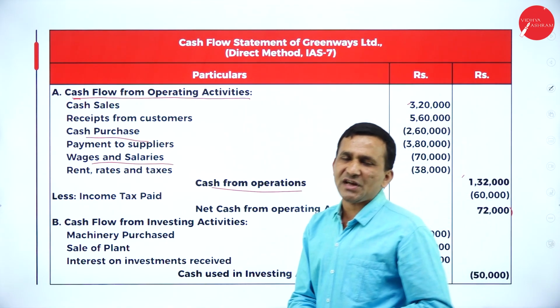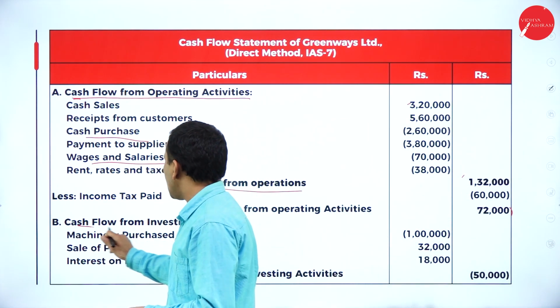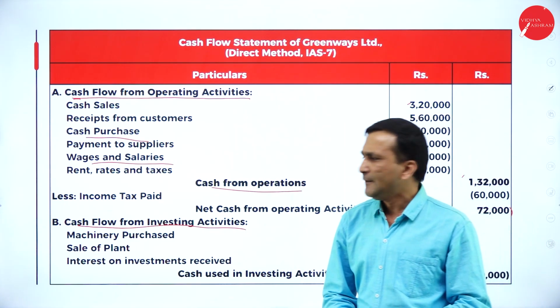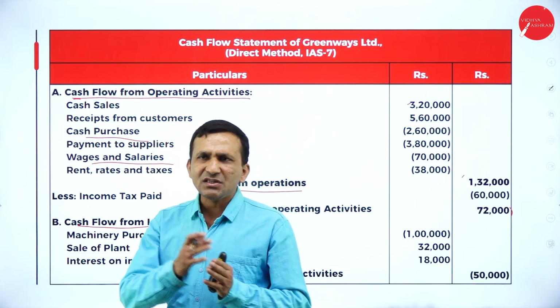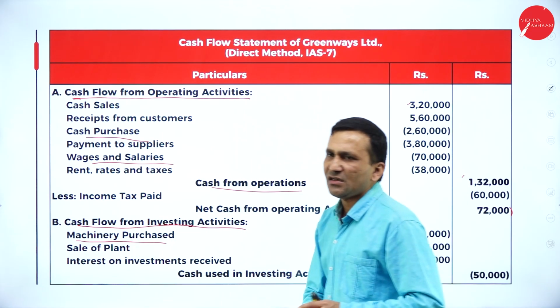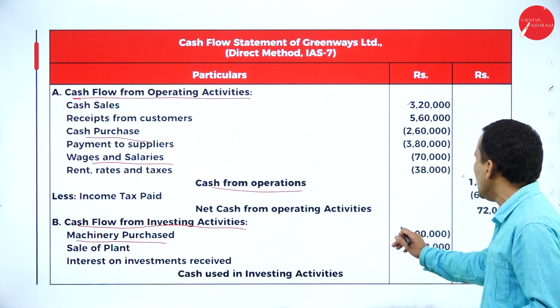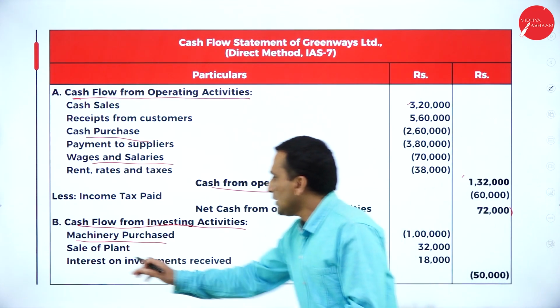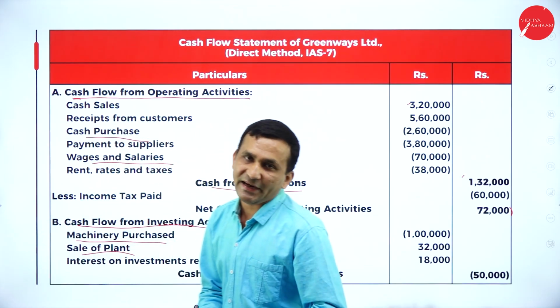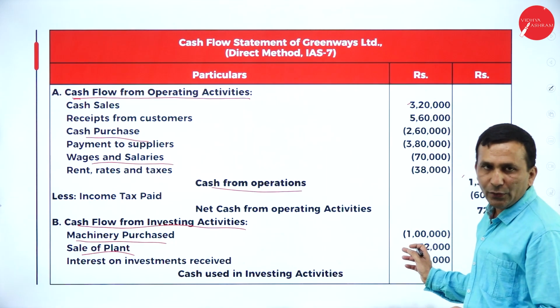Moving to the next activity, which is cash flow from the investment activity, we will focus only on investment related items. The first one, how your cash is going, why it is going, you need to identify. Because of the machine purchase, money is going, so negative sign 1 lakh. And the sale of plant, you have an excess plant, you are selling it, and at the same time you are receiving cash, which is a positive 32,000.